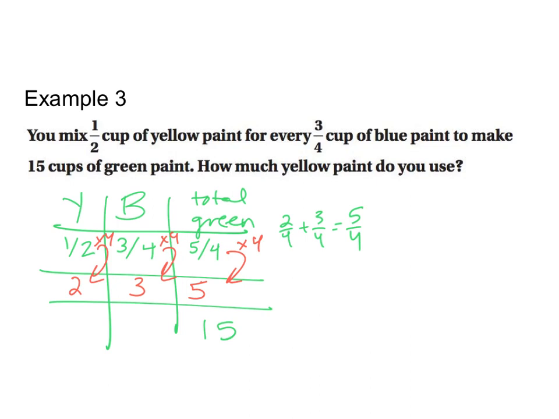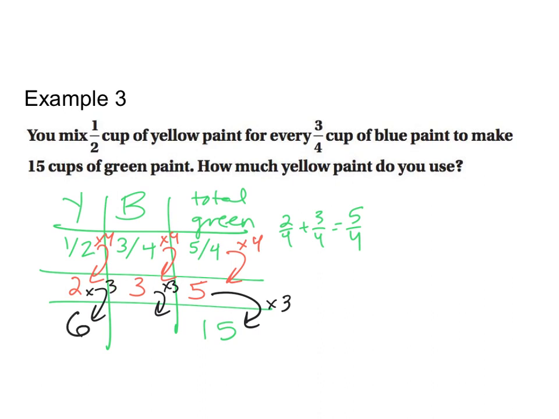Again, I picked the 4 because this denominator was 2 and these denominators were 4. And so the least common multiple of those denominators is the number 4. All right, and so from here, I can actually see if I multiply this current set of ratios up by 3, I can get to my answer.